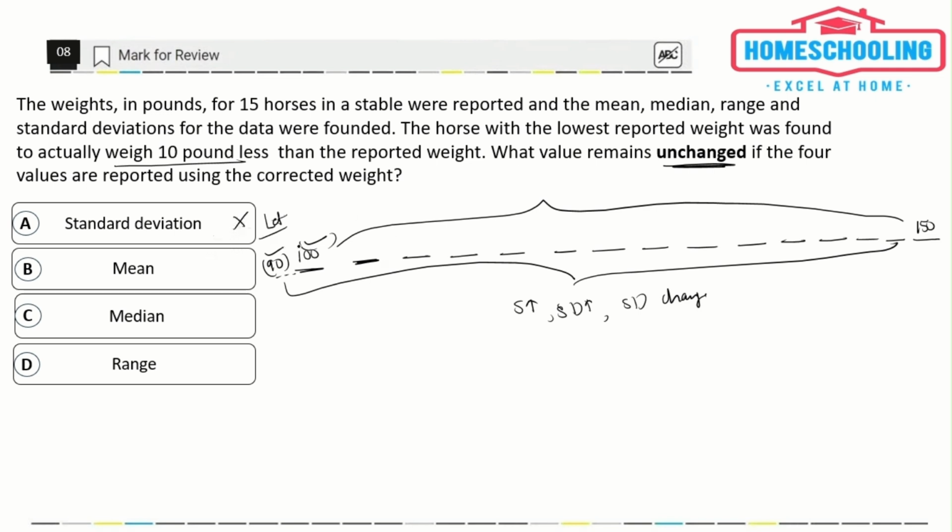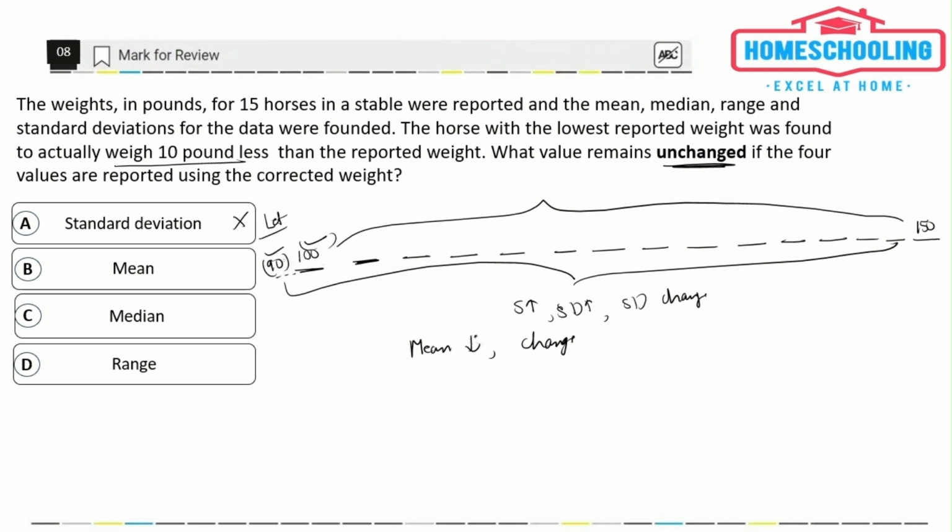Now coming to the mean. As we can see, the lowest weight horse's weight has been reduced to 90 pounds, so the mean will also reduce. Hence, it will change, because the mean is the sum of the weights of all the horses divided by the number of horses, that is 15. One of the weights that was 100 has now been reduced to 90.